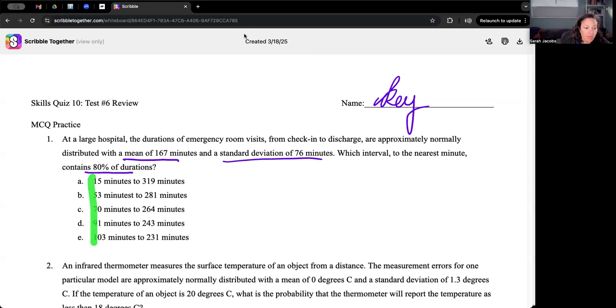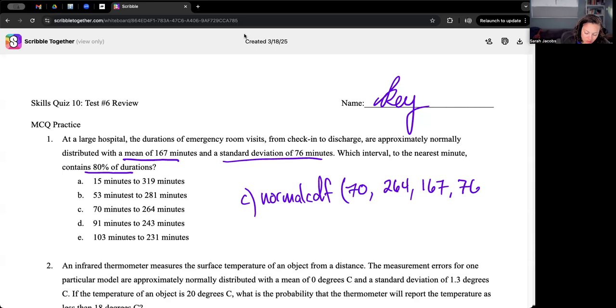We want the low bound to the high bound to capture 80% of the distribution given this mean and this standard deviation. So the best way to do this, honestly, is to just test these with normal CDF and see which one gets you closest to 80%. Let's start with C, just because it's nice and in the middle. Seems like a reasonable place to start. We're going to normal CDF that. Our low bound is going to be 70, our high bound is going to be 264, our mean is going to be 167, and our standard deviation, 76.